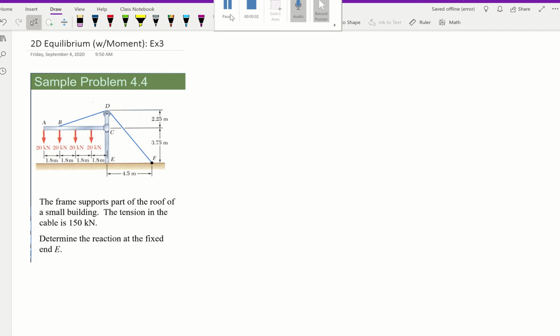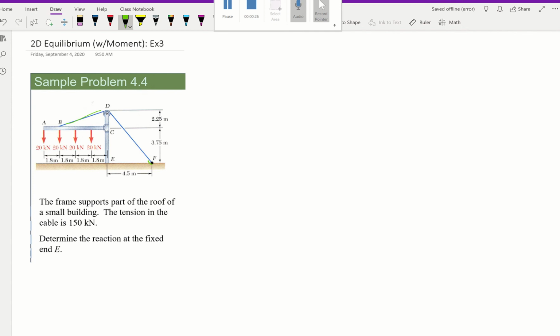Hi, in this video we're going to look at 2D equilibrium, another example. This is a frame that supports the roof of a small building. The tension in the cable is 150, so that's the tension in this BDF, right? Then determine the reaction at the fixed end A.